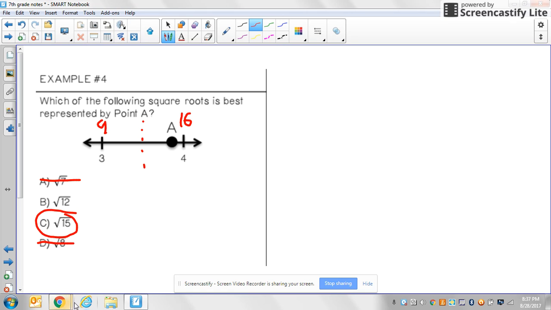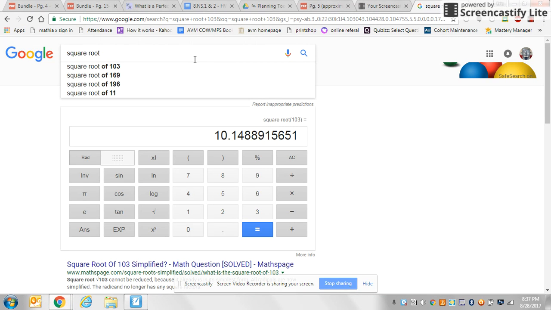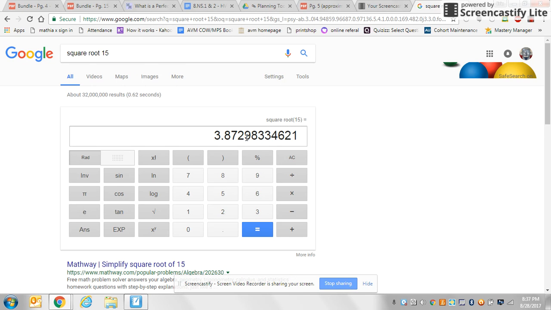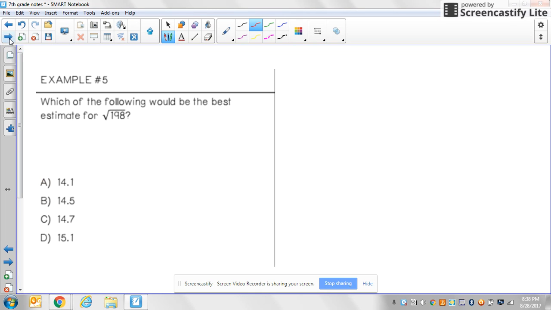And if we take a look once again at our Google machine, square root of 15 is going to give us 3.87. And if we take a look at our worksheet that we've done, 3.87 is right about where we need to be. Now for the last examples, kiddos, I want you to complete example 5, example 6, and example 7 completely on your own. Go ahead and pause now.